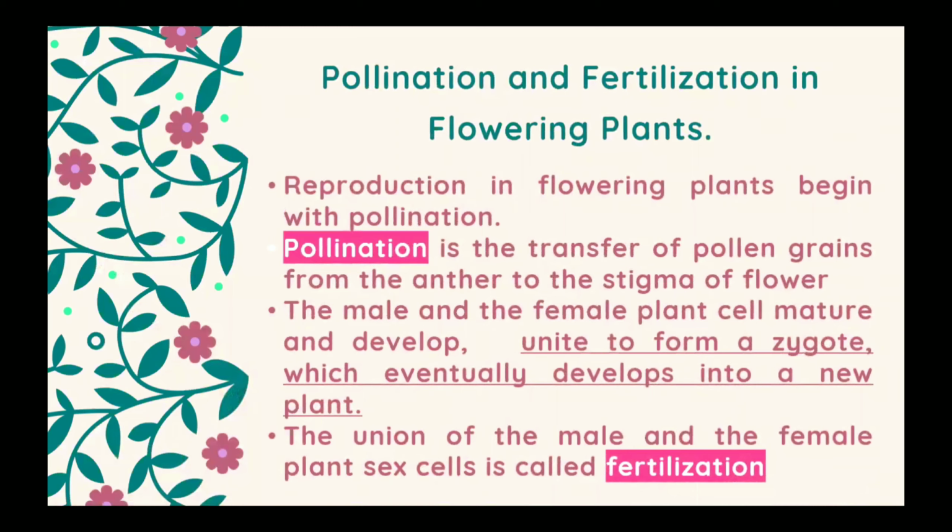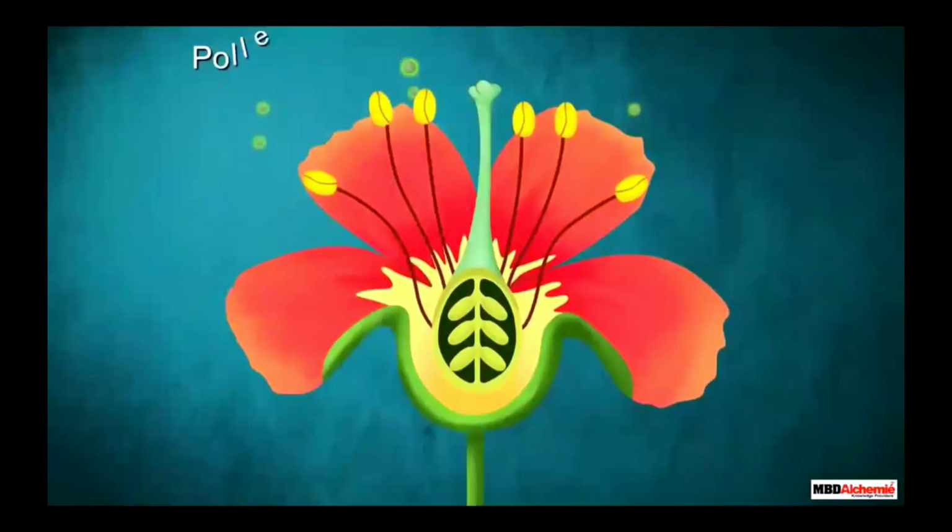Pollination and fertilization in flowering plants. Reproduction in flowering plants begins with pollination. Pollination is the transfer of pollen grains from the anther to the stigma of a flower. The male and female plant cells mature and develop, then unite to form a zygote, which eventually develops into a new plant. The union of male and female plant sex cells is called fertilization. For further understanding, let's watch the short video.